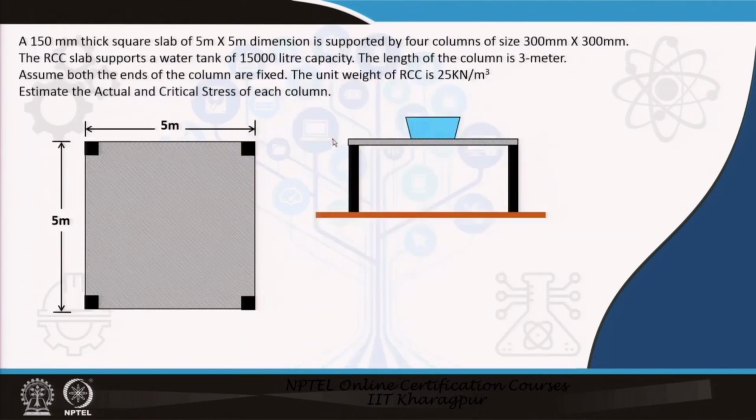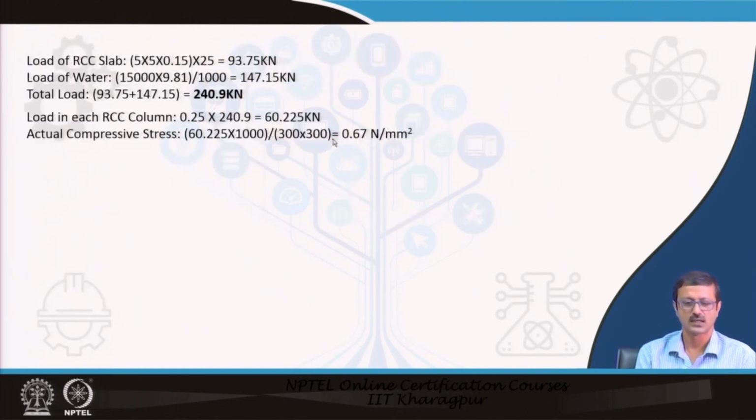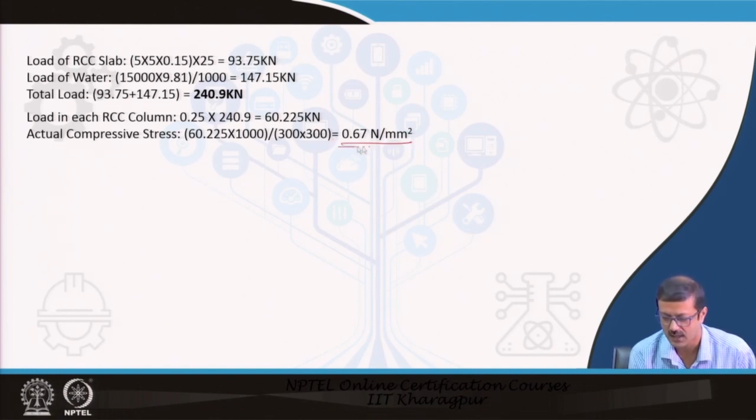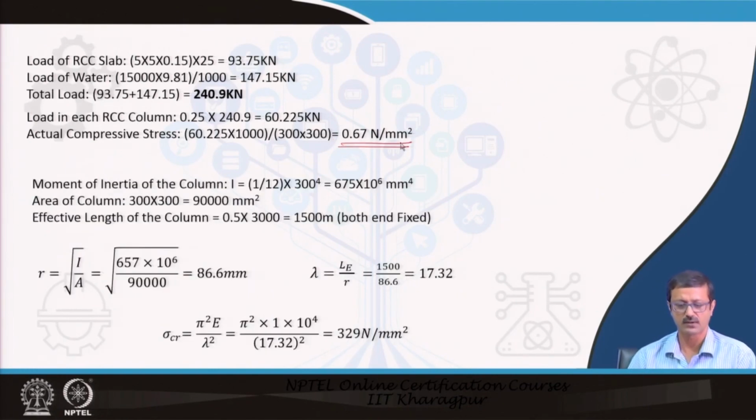So I have one small problem for you. This is a particular square slab of 5 by 5 dimension, which supports a water tank, and I have given the unit weight. So I have found out the total load on each column, and I also found out the compressive stress, and then I found out the critical stress, which is 329 Newton per mm square.